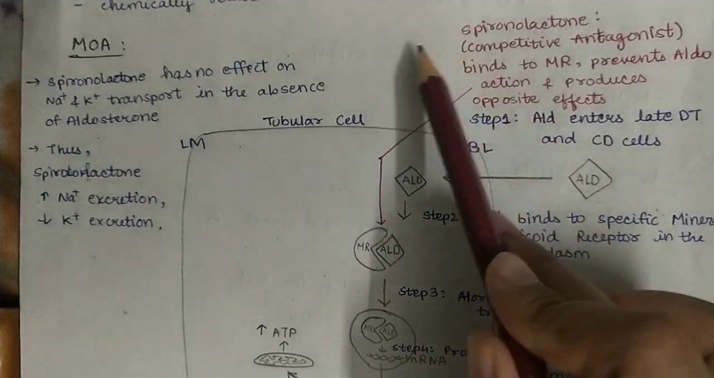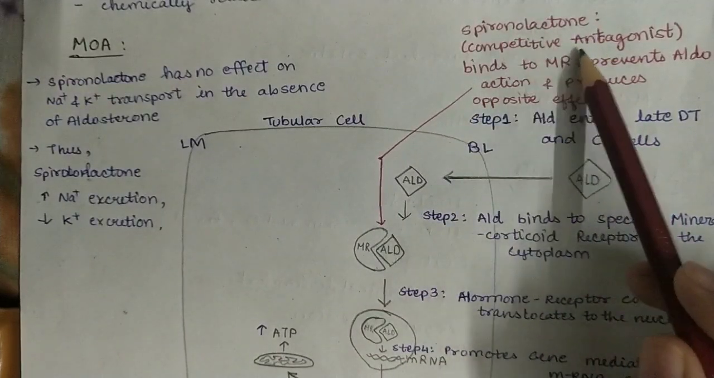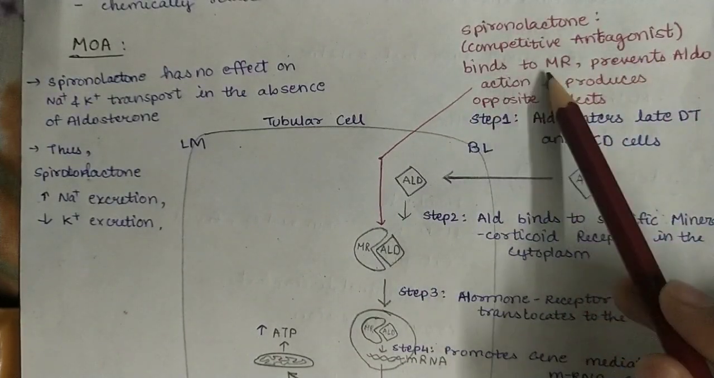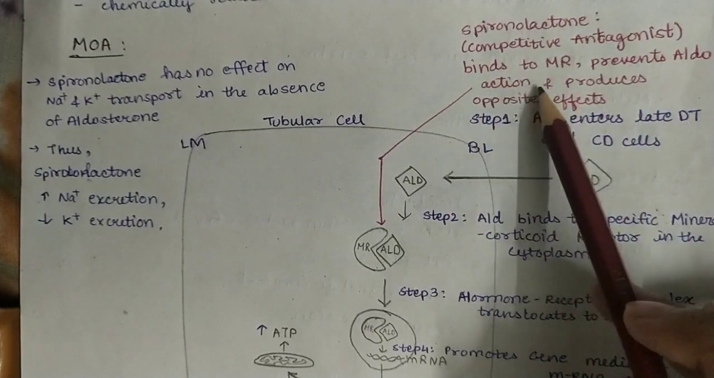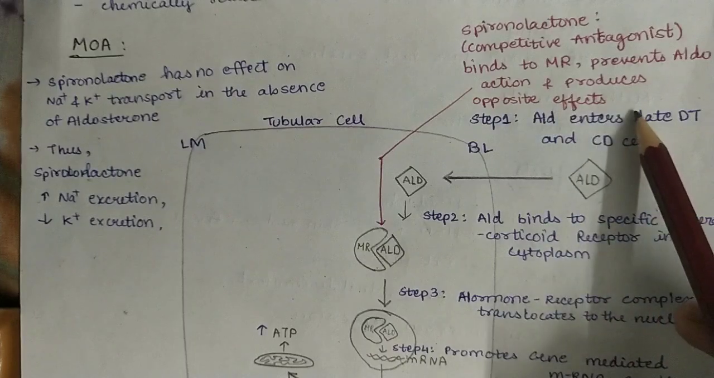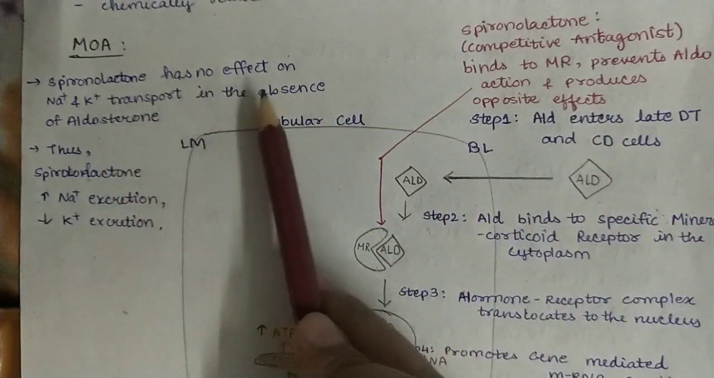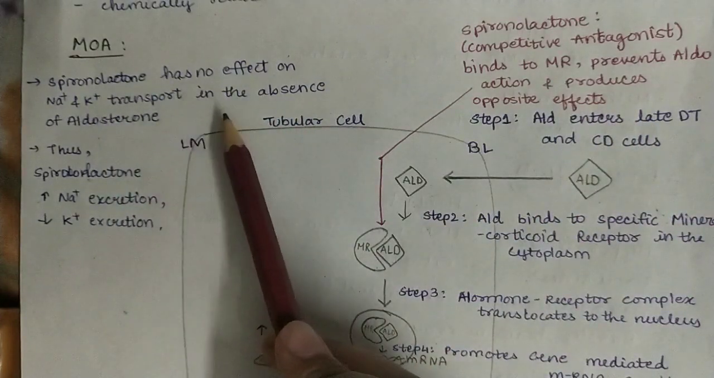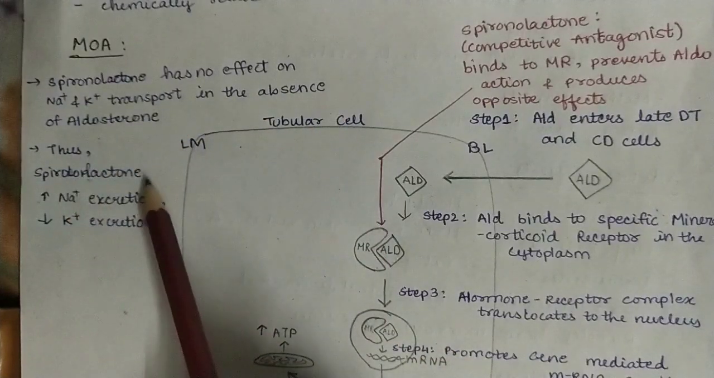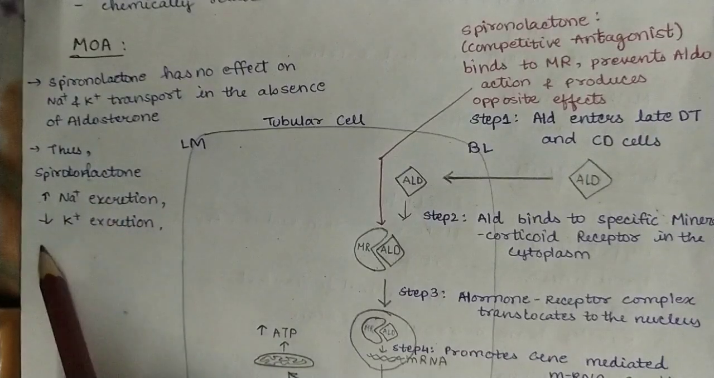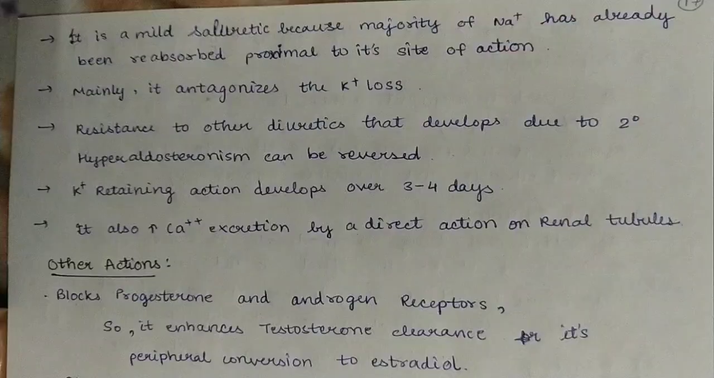Now, what does spironolactone do? It is a competitive antagonist and binds to the mineralocorticoid receptor, thus prevents the aldosterone action and produces opposite effects. Spironolactone has no effect on sodium and potassium transport in the absence of aldosterone. Thus, spironolactone increases sodium excretion and decreases potassium excretion.